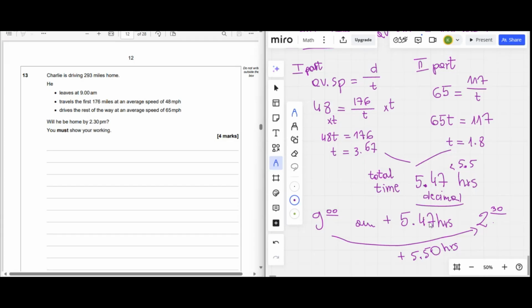0.47 out of 60 is around 28 minutes. And to get this, you can multiply 0.47 by 60 minutes in the hour. So yes, he will be home by 2:30.